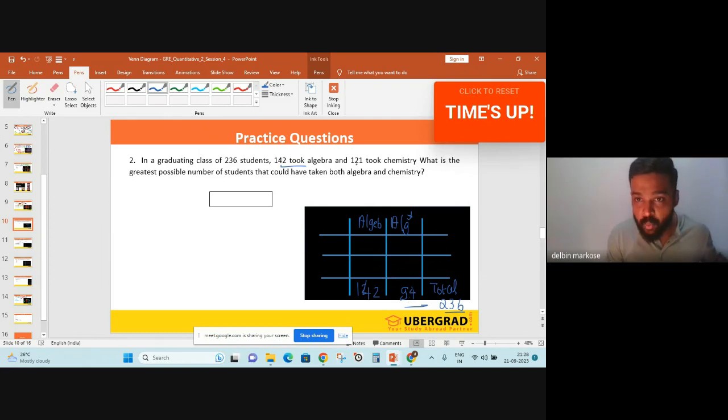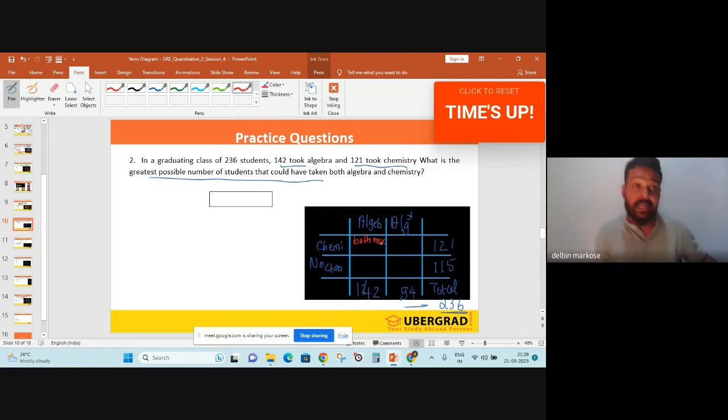Okay. Then 121 took chemistry. So this category will be chemistry, no chemistry. It will be 236 minus 121. That's 115. Okay. Now, what is the greatest possible number of students that could have taken both algebra and chemistry here? So they are talking about both. Here you have to get the maximum value.